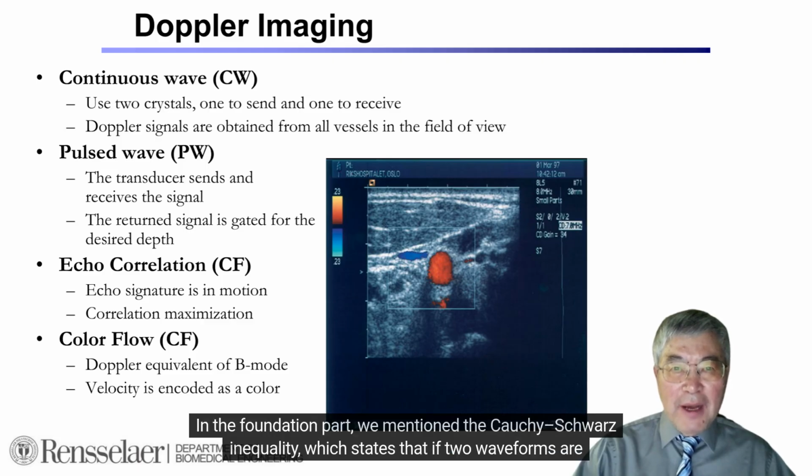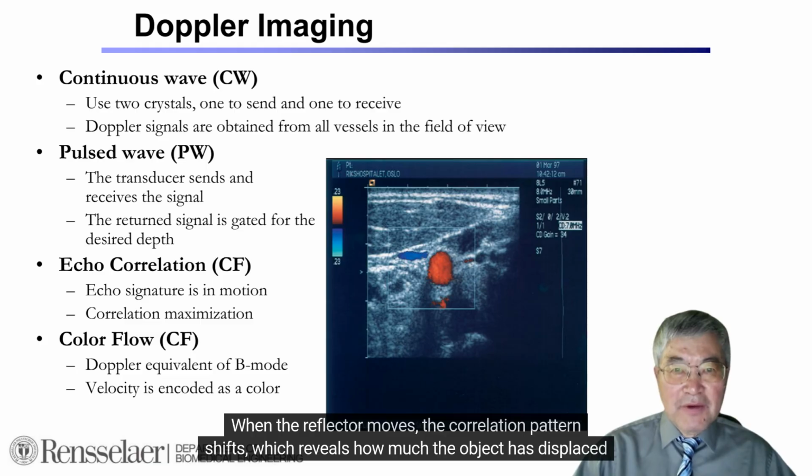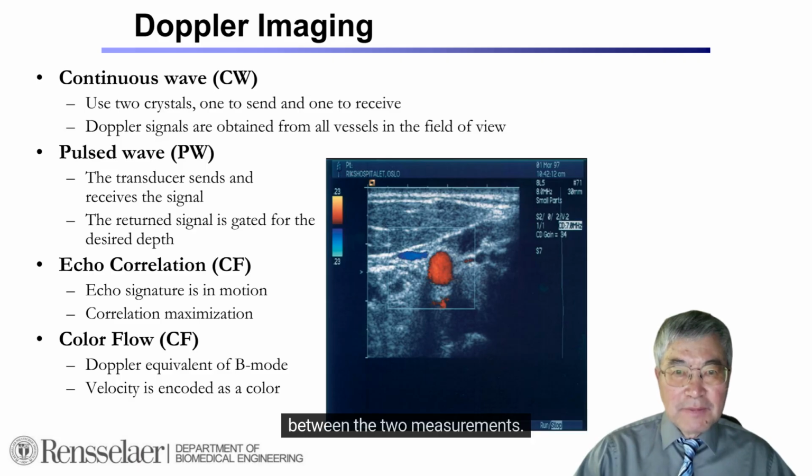In the foundation part, we mentioned the Cauchy-Schwarz inequality, which states that if 2 waveforms are perfectly correlated, they represent the same event at a specific location. When the reflector moves, the correlation pattern shifts, which reveals how much the object has displaced between the 2 measurements.